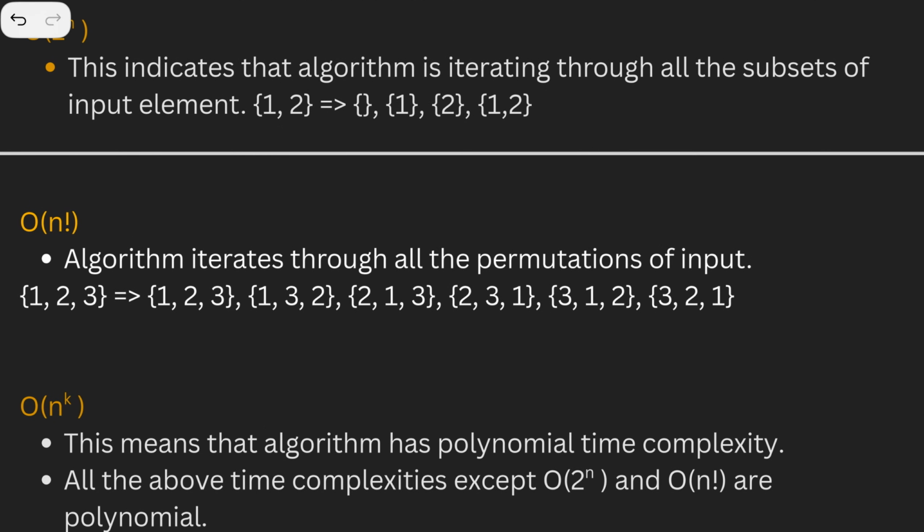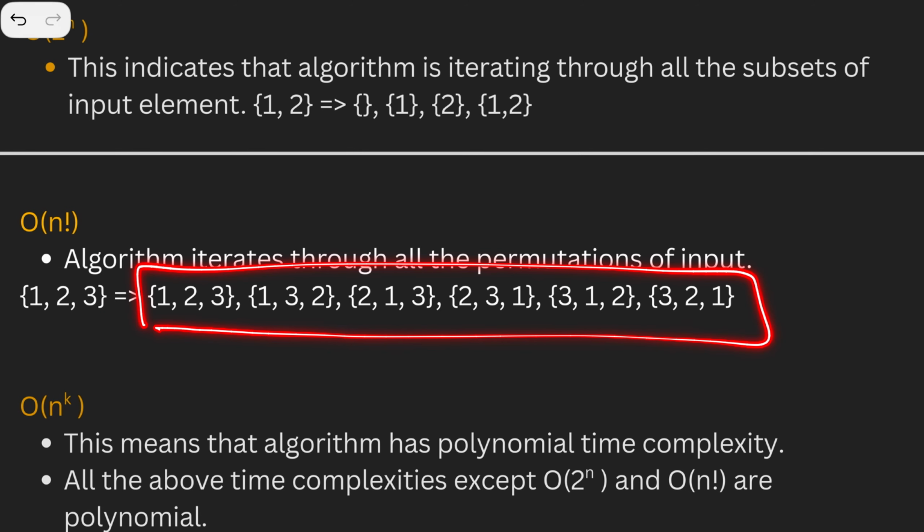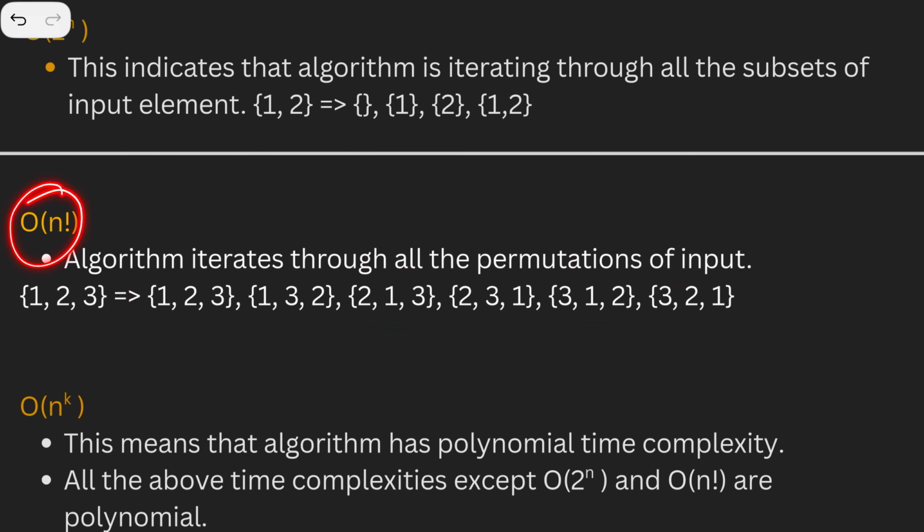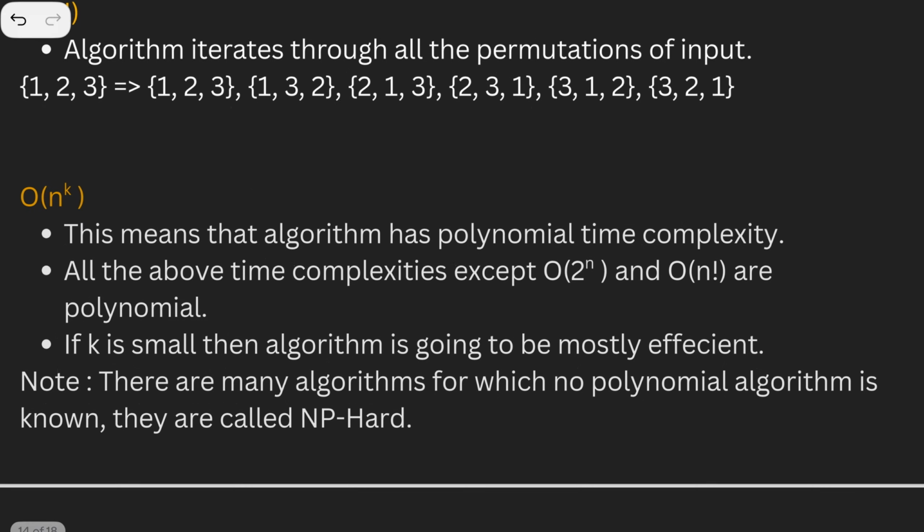After that we have n factorial. Let's say this is our input 1, 2, 3. If time complexity is n factorial, most likely you are iterating through all possible permutations of the input. Like these are all the possible permutations of the input, right? That's when we have n factorial time complexity.